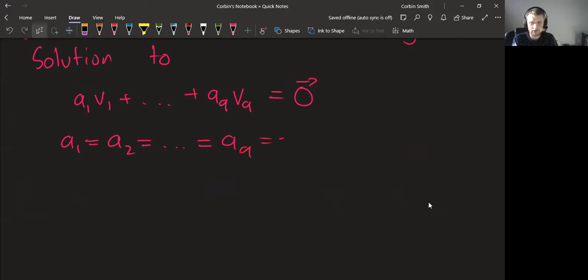So if the only solution to this equation is A1 equals A2 equals dot dot dot equals A9 equals 0, then this set forms a basis. Wait, what?